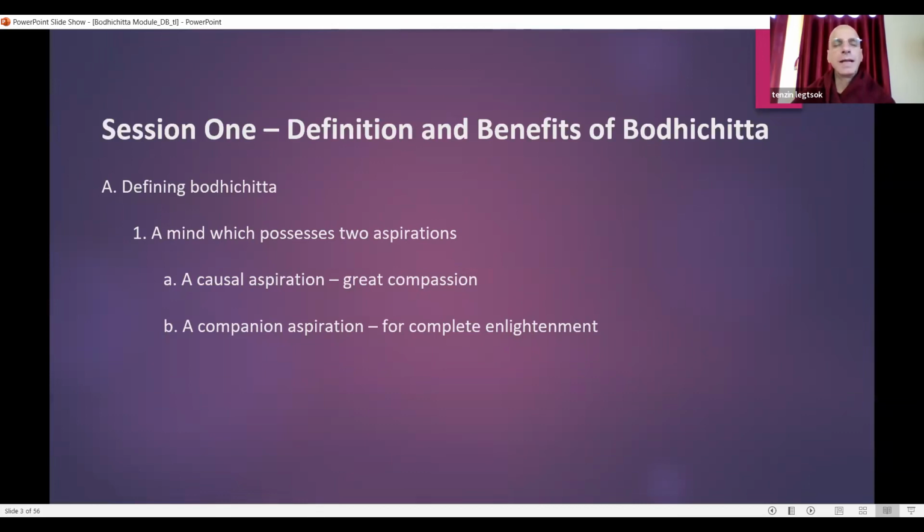So then one generates the aspiration to achieve full enlightenment oneself. So there's the causal aspiration of great compassion, and then the companion or accompanying aspiration of enlightenment. So recognizing that, understanding that, try to generate some degree of each of those in the short time we have.